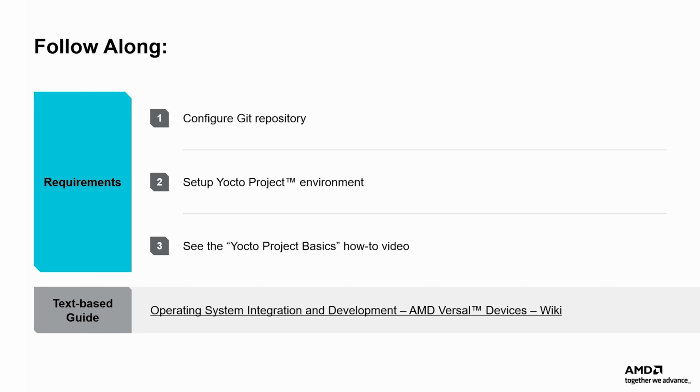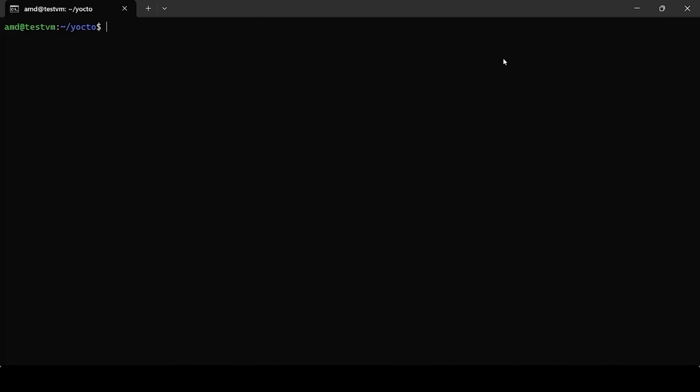The operating system integration and development flow for AMD Versal devices demonstrated in this video is also available in text form in the Operating System Integration and Development wiki page. Let's begin the demonstration by setting up the Yocto project build environment. This guide assumes that the build host shell is bash, not CSH or dash, and the OS is supported by Yocto project.